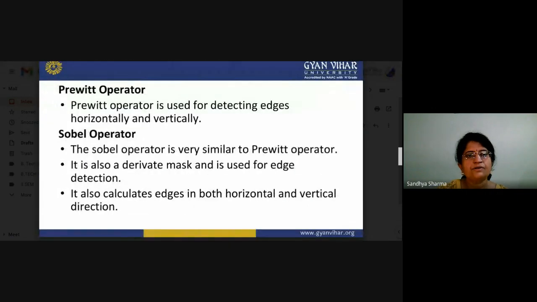First of all, we will discuss a little about the Prewitt operator, which is used for detecting the edges horizontally and vertically. If we talk about the Sobel operator, it is very similar to the Prewitt operator. It is also a derivative mask and used for edge detection. It also calculates edges in both horizontal and vertical directions.